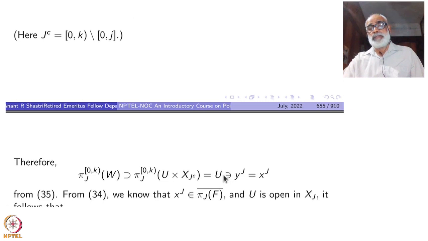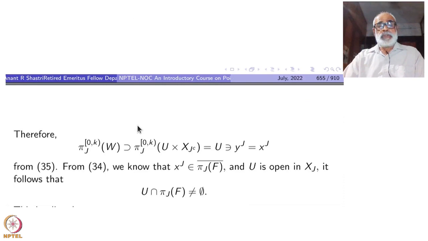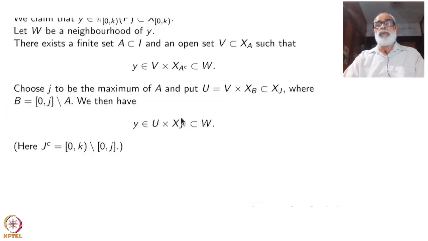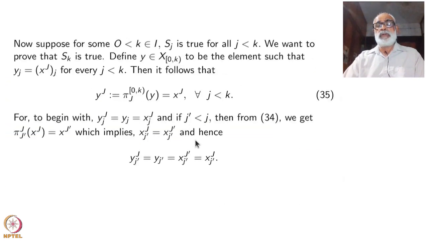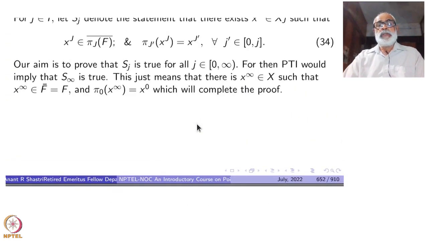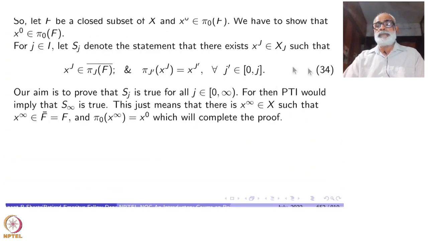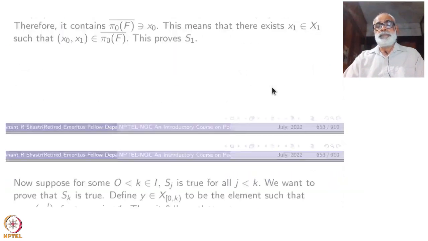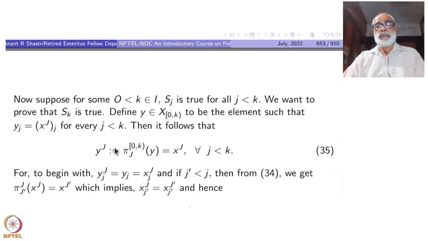Okay, so this y is now inside U. That is the whole idea here. But this is nothing but x_j. From 35, we have to use this, right? Because once j is there, y is chosen such that its jth projection is x_j. Here we have chosen the jth projection to be x_j for j.